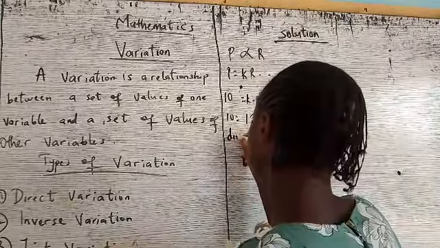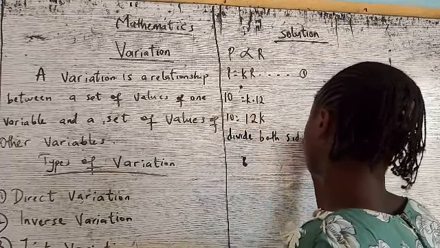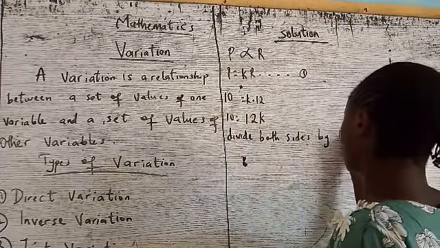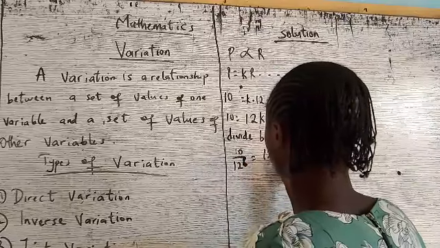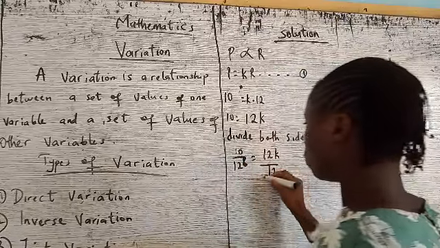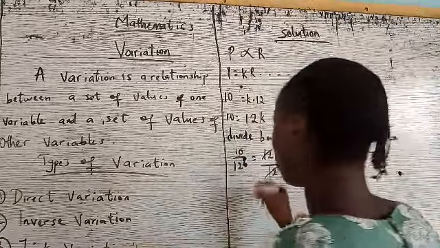So divide both sides by 12. So you have 10 over 12 equals 12K over 12. So 12 crosses out 12 just as I've explained. So I have 10 over 12.